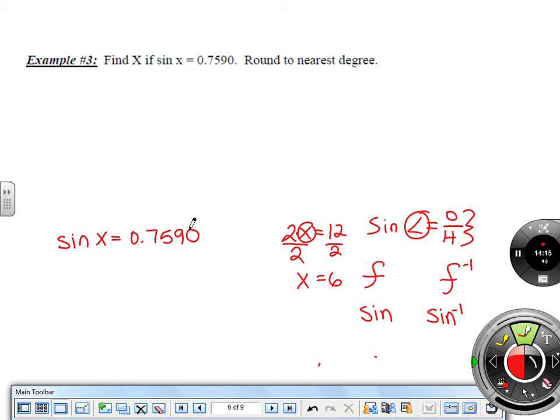Kind of like with logs, right? We could never just divide both sides by the word log because the word log by itself had no value. But log of 10 means something, okay? So we can't just divide by sine. So how do we undo sine? Basically what's happening is this, and then I'll show you how we rewrite it.